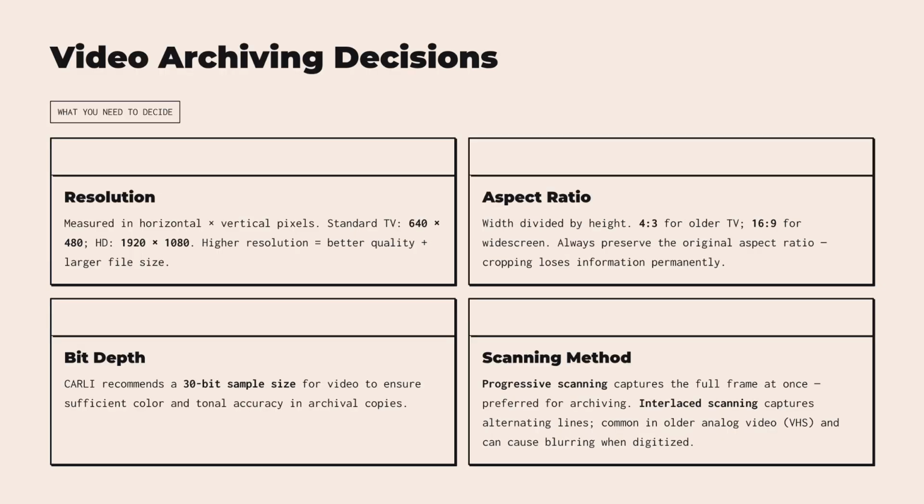When you are digitizing video materials, there are four main decisions to make. First, resolution. Standard definition television is 640 by 480 pixels. High definition is 1920 by 1080. For archival digitization, you want to capture at the highest resolution the source material supports.